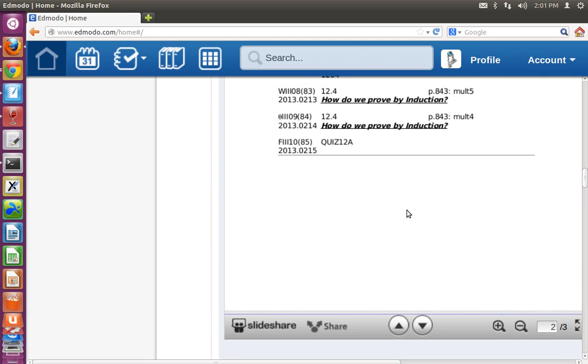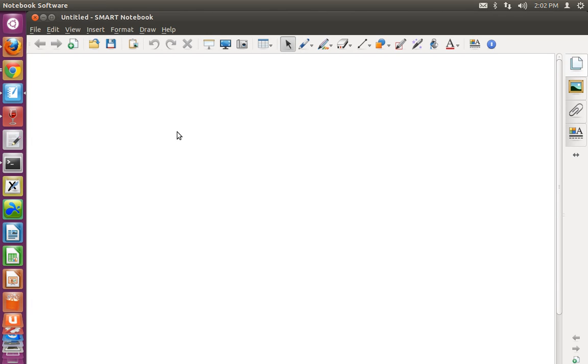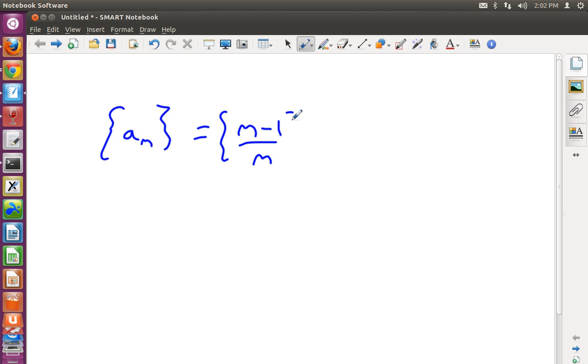All righty, so let's start. Let's say I define the following sequence. Let's define the sequence A sub n to be n minus 1 over n. This is the rule. Now, these are n's, when in doubt, it's an n.